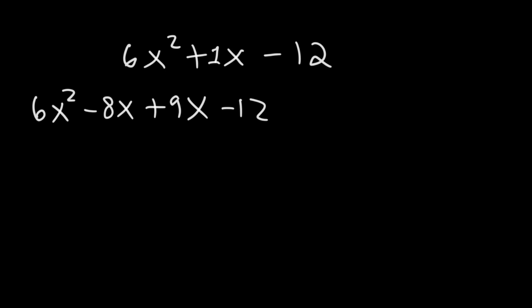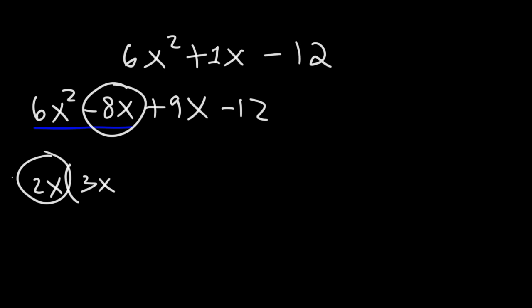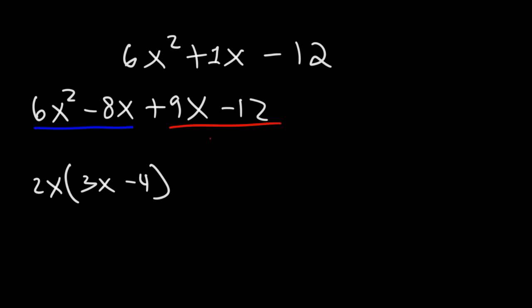Now, what do you think we need to do next? We have 4 terms. Typically, when you have 4 terms, you need to do something called factor by grouping. So in the first 2 terms, we're going to take out the GCF, which is 2x. 6x squared divided by 2x is 3x. And negative 8x divided by 2x is negative 4. Now, for the next 2 terms, we're going to do the same thing. We're going to take out the GCF, which in this case is going to be 3. 9x divided by 3 is 3x. Negative 12 divided by 3 is negative 4.